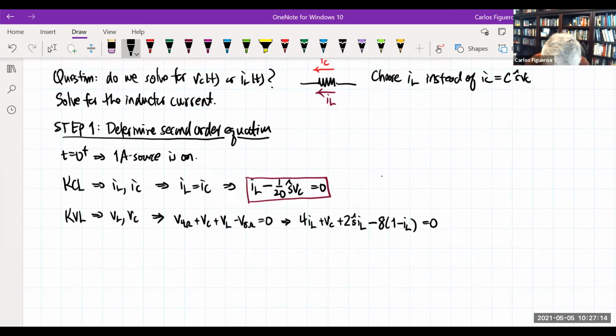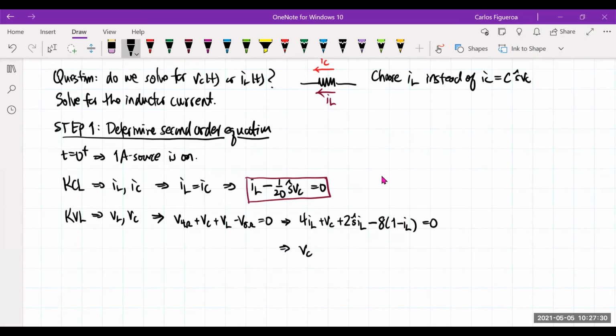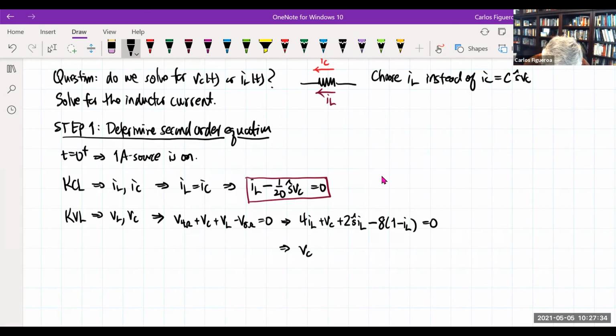Now let's clean it up. I'm going to take my 8 to the other side and start to look at my VCs here. So I'll rewrite this as VC. Now look what I get. A minus and a minus gives me a plus, so 8 plus 4 is 12. So I get 12 IL plus 2 s hat IL equals 8. I have my second equation.